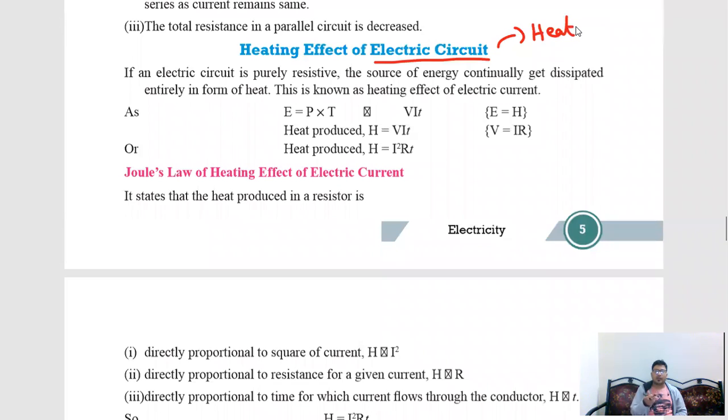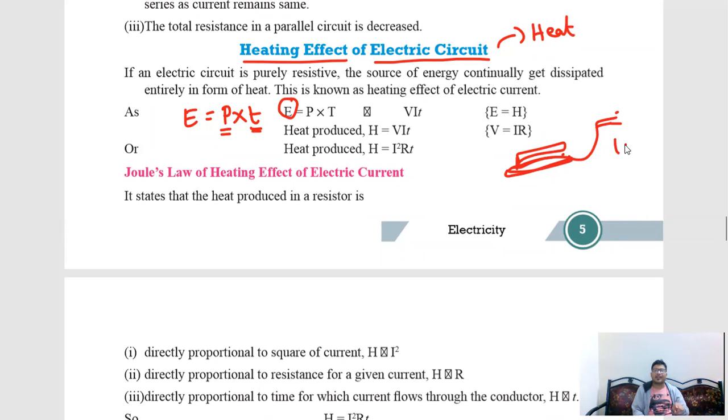Examples: iron box, bread toaster, induction stove, water heater, these are all concepts. By using all these devices, by using electric current you can generate heat, which means heating effects can be observed. Now heat can be represented with the letter E, which stands for energy. Energy E is nothing but power into time. Take one iron box, connect the plug and switch it on for 1 second and switch it off.